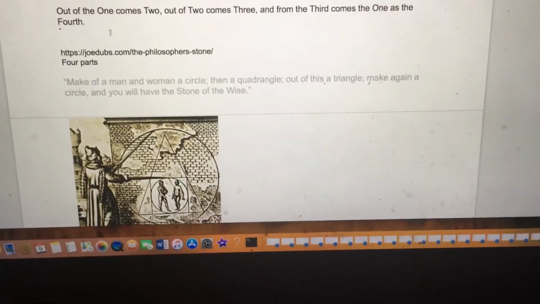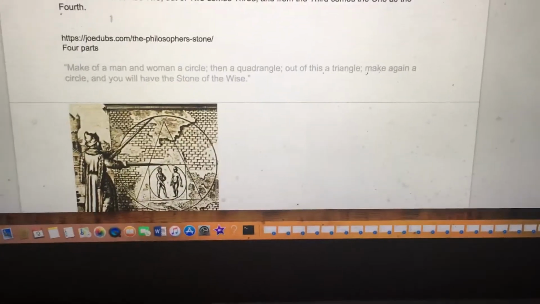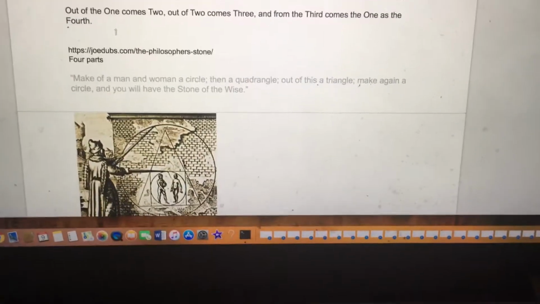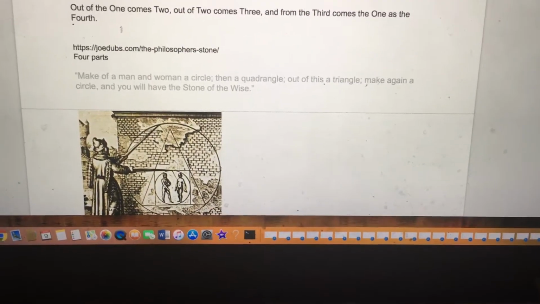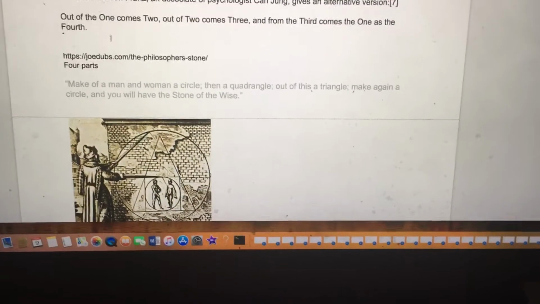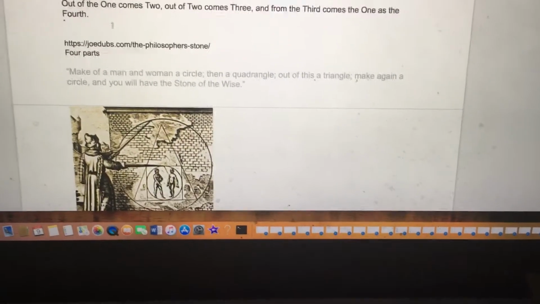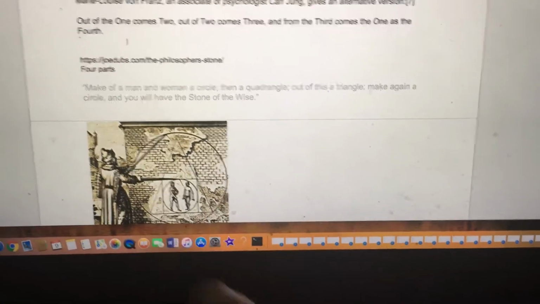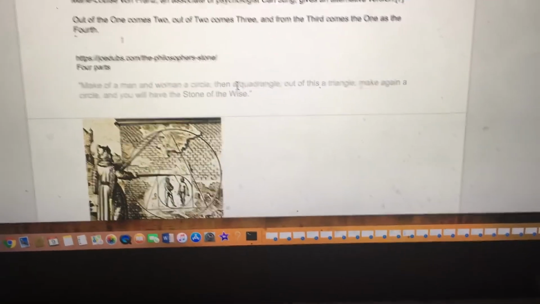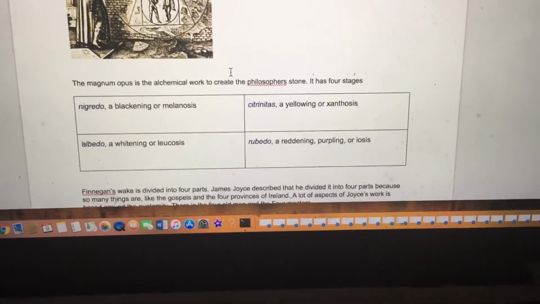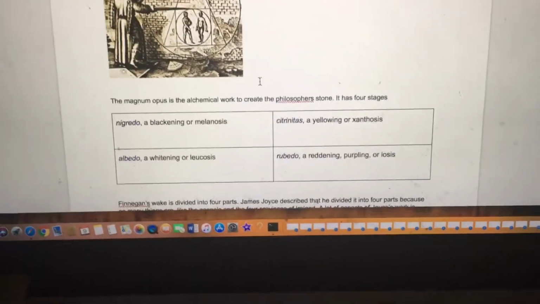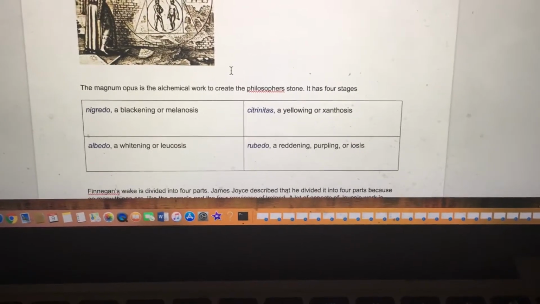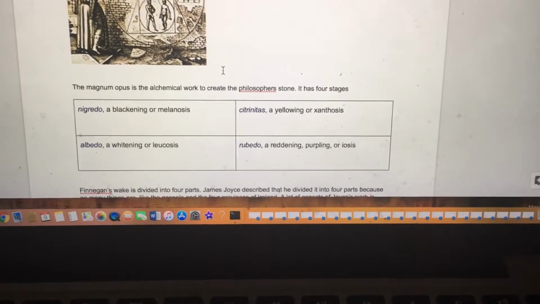This is lecture 16. It's on psychology and the quadrant model. So here's another quote from Alchemy. Make of a man and a woman a circle, then a quadrangle. Out of this a triangle. Make again a circle, and you will have the stone of the wise. So there's 4 shapes. You have the quadrangle as a part of it, and that is the stone of the wise. The magnum opus in alchemical work is the work to create the Philosopher's Stone.